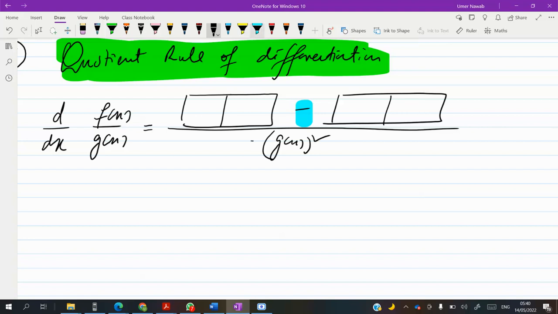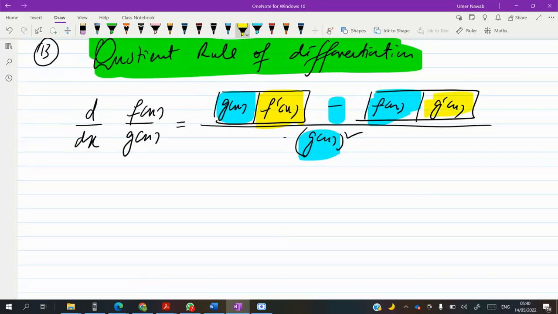Now, since you write the g of x down, now you write here g of x as it is. Now, the derivative of the numerator, f dash of x. Now, you copy here the f of x function and the derivative of the g function, right? So, this is the quotient rule.